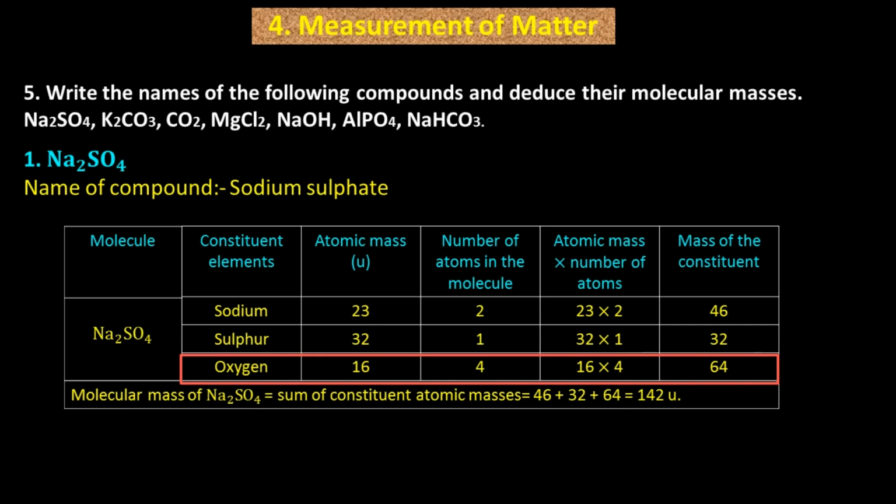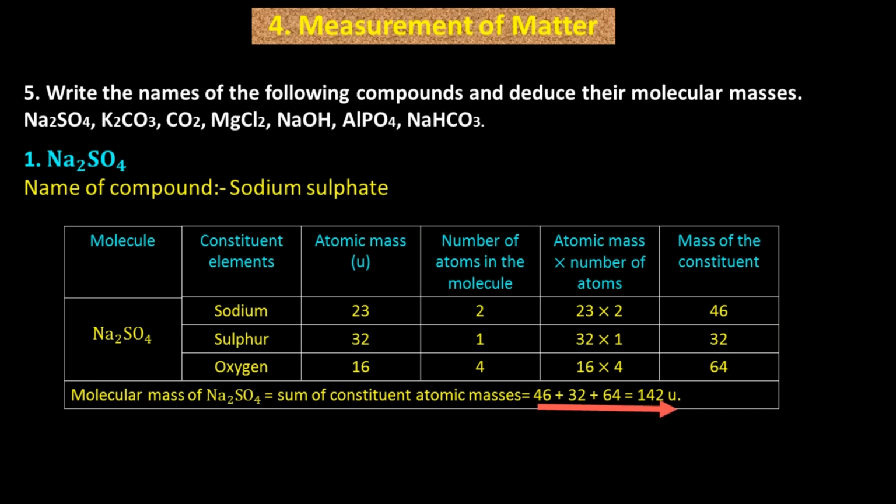In oxygen, atomic mass of it is 16. There are 4 atoms in it. Therefore, the number of atoms in the molecule are 4. So 16 multiplied by 4 is equal to 64. So the molecular mass of Na2SO4 is equal to 46 plus 32 plus 64 is equal to 142 U, means Dalton. So the molecular mass of Na2SO4 is 142 Dalton.